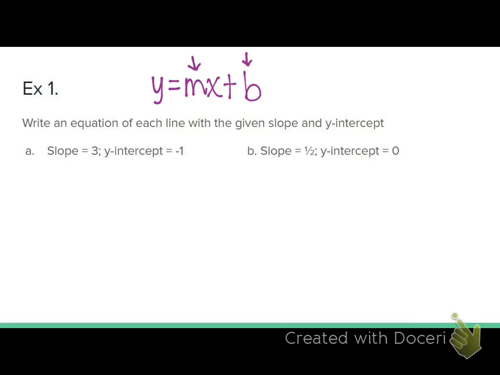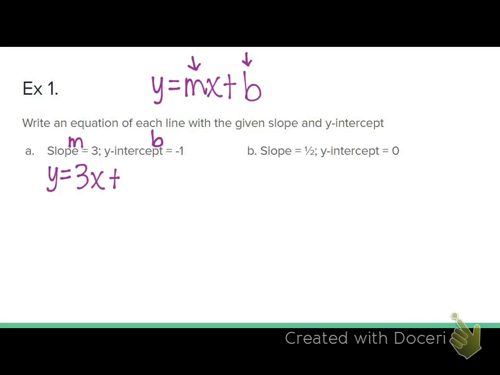They gave us a slope. What letter do we use for slope? M. So they gave us m. And then the y-intercept they gave us, what letter is that? B. So they gave us the numbers that we need to do this. All we have to do is start writing y equals, instead of writing an m, what do you think I'm going to write?